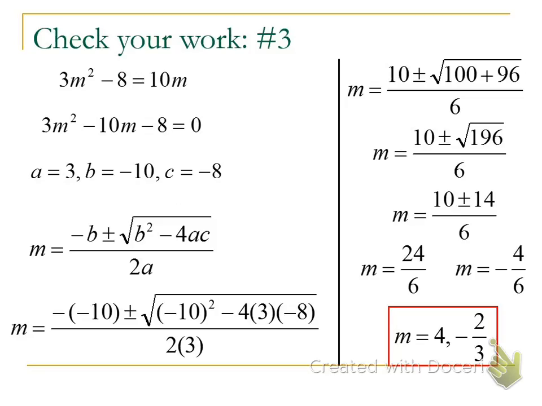All right, if you take a look here at number 3, the first thing you needed to do is to subtract the 10m from both sides so that you could get that standard form quadratic equation. So we have 3m squared minus 10m minus 8 equals 0. So the A term was 3, the B term was negative 10, and the C term was negative 8. So if you plug that in to your formula, we're not solving for x this time, we're solving for m, so that's why I have m equals the formula.